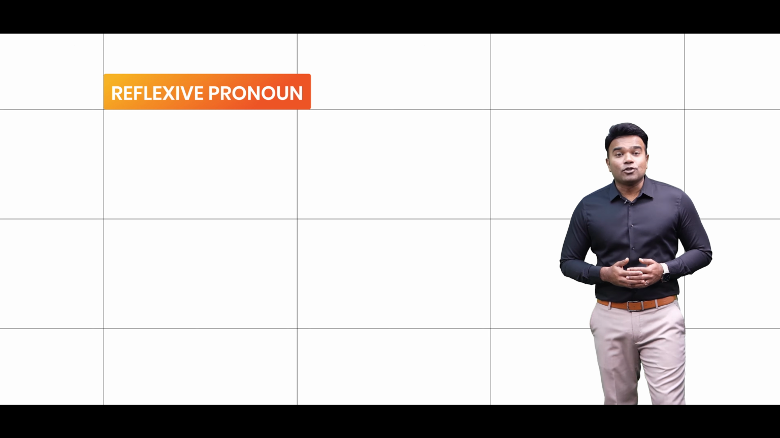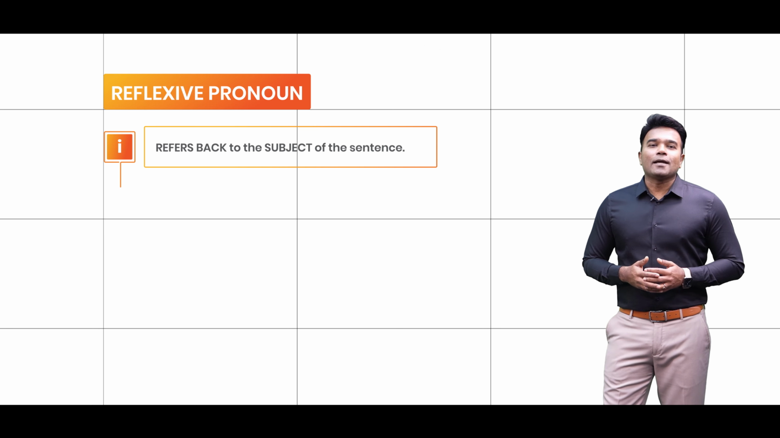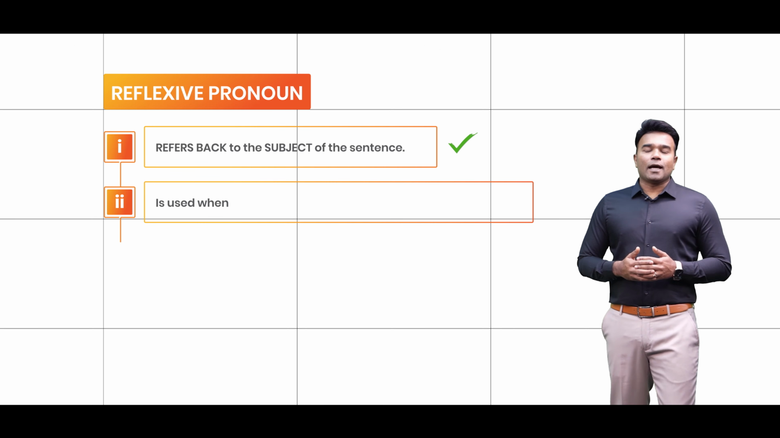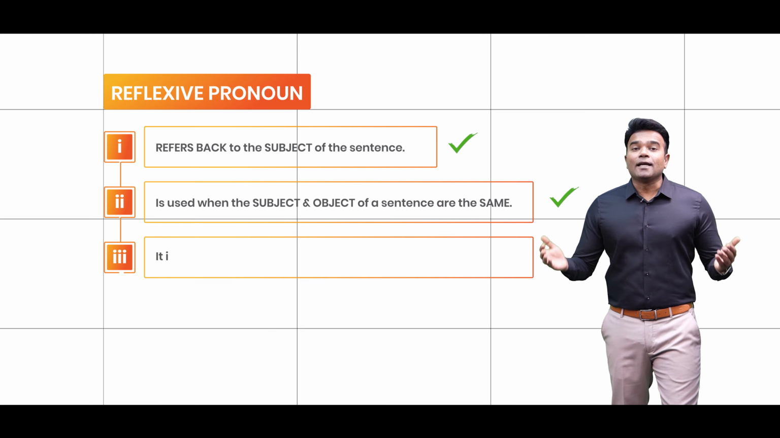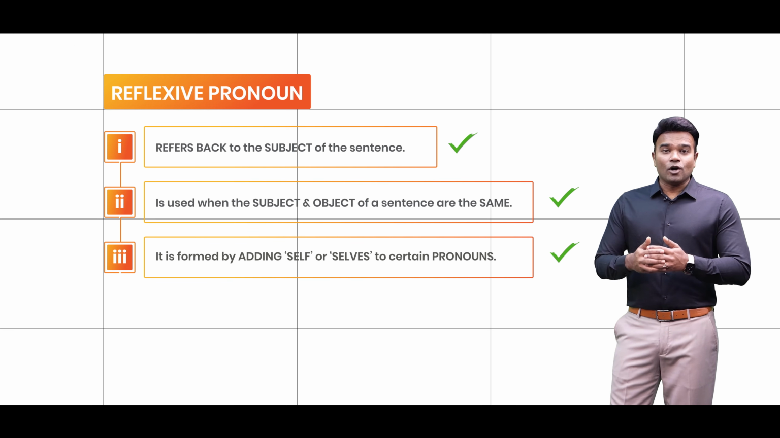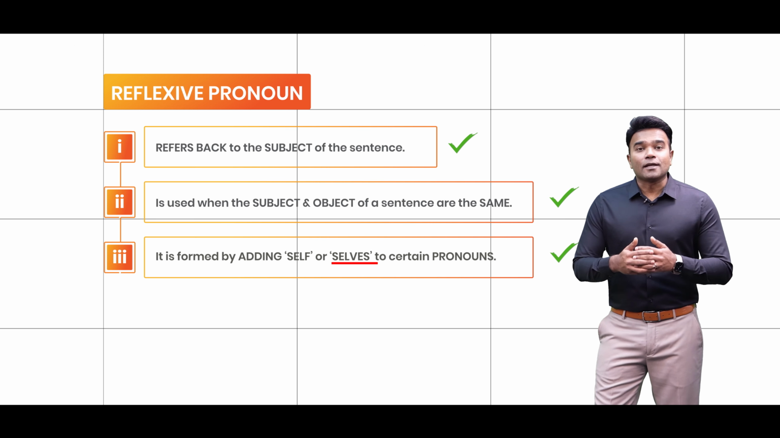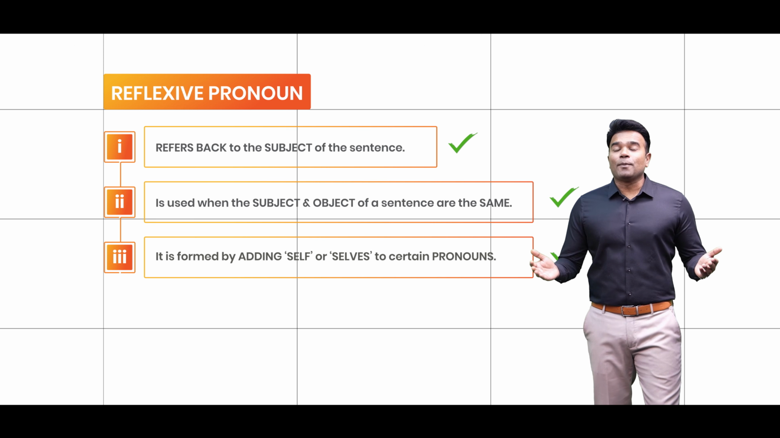So I'm sure that through all of this, you have been able to understand that a reflexive pronoun happens to be such a pronoun that refers back to the subject of the sentence, and it is used whenever the subject and the object of the sentence happen to be the same, and it is formed by adding the word self in case you have to obtain a singular reflexive pronoun, or by adding the word selves in case you have to obtain a plural reflexive pronoun. Hope this is completely clear.